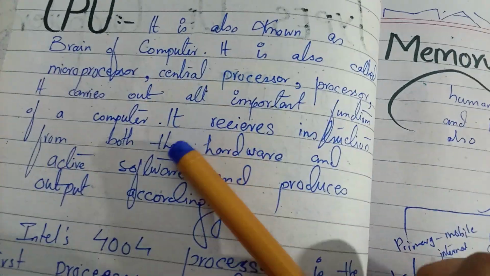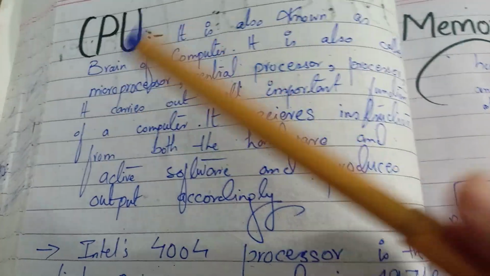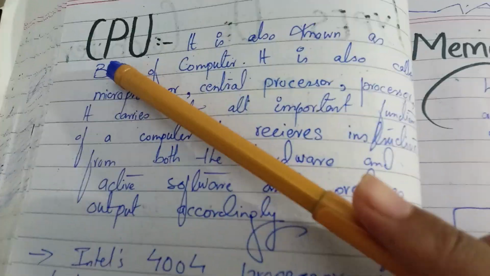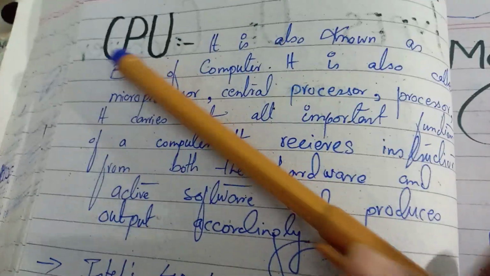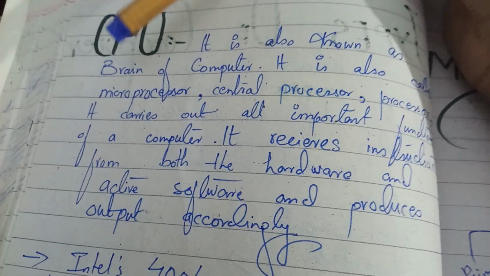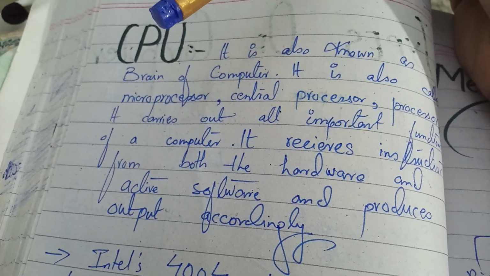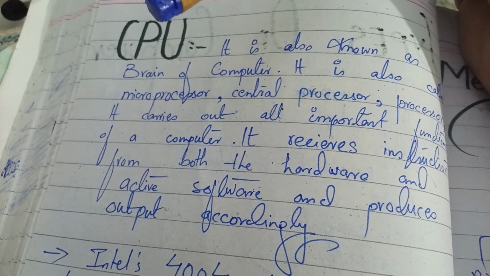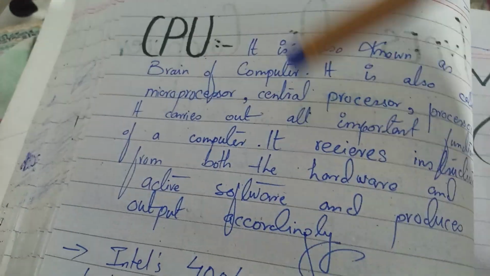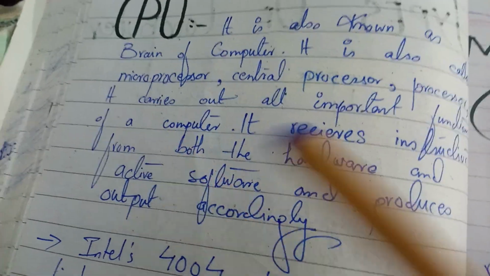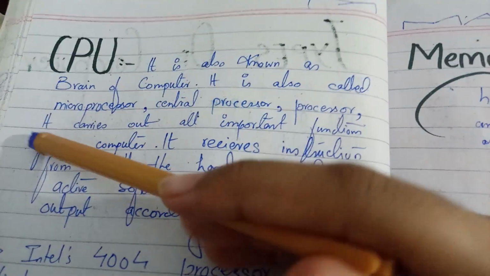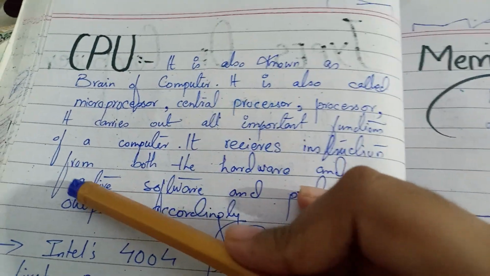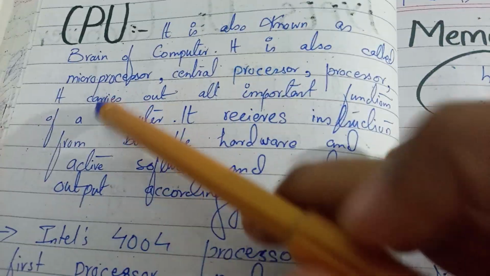So the topic of our today video is CPU, Central Processing Unit. C stands for Central, P stands for Processing, U stands for Unit. Central Processing Unit. As humans have CNS, Central Nervous System, computers have CPU, Central Processing Unit.